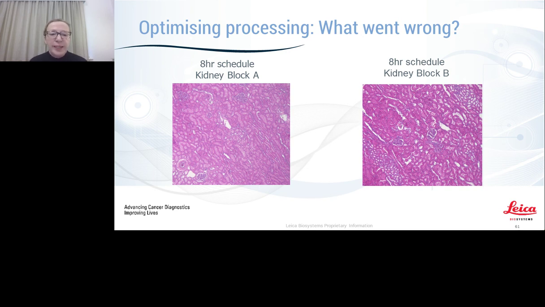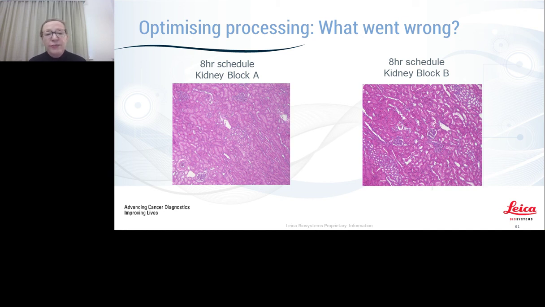So as a final question, optimizing processing. We can look at these two examples. Both are processed on an 8-hour schedule. One is kidney block A and one is kidney block B. But I will tell you that it is exactly the same tissue. It is cut in parallel. So it's the same source, it's the same kidney. They'll both be put on an 8-hour schedule.